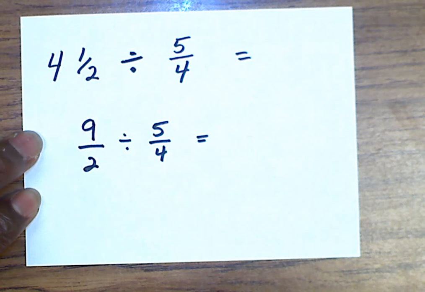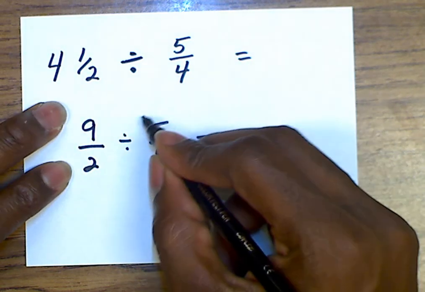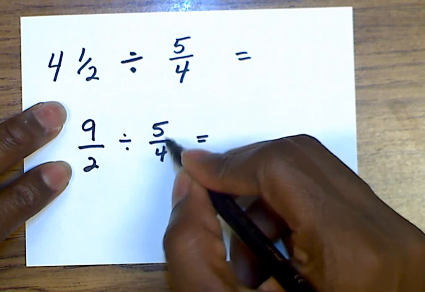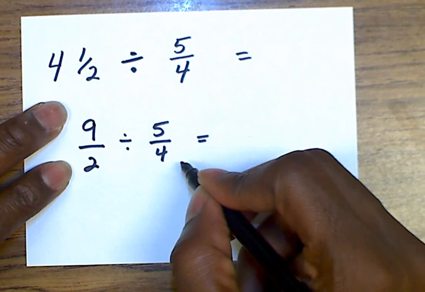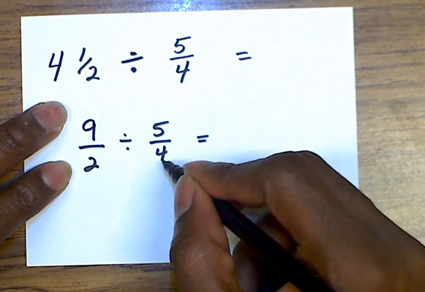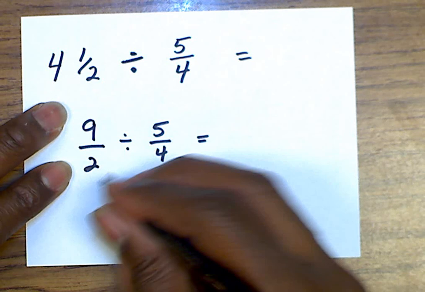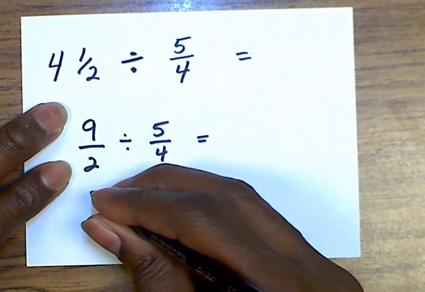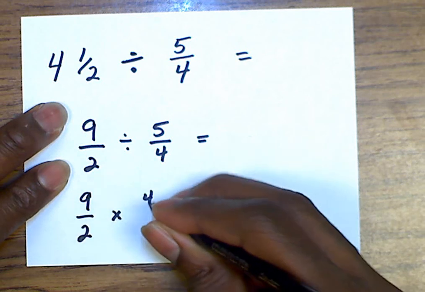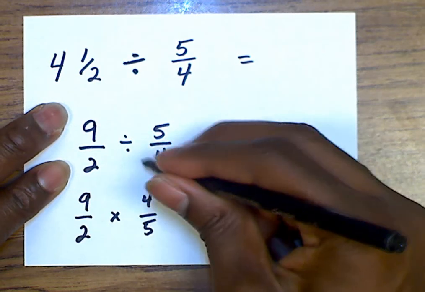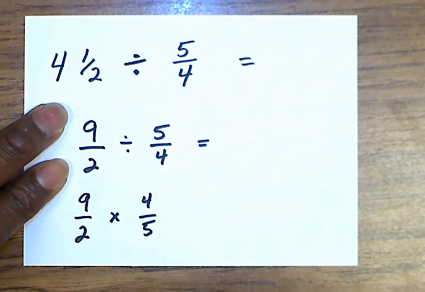With division, the way that we divide is we say division is multiplication of the reciprocal. Recall that a reciprocal is when the numerator and the denominator flip places. So 9 over 2 divided by 5 over 4, or 9 halves divided by 5 fourths, can be rewritten as a multiplication problem: 9 halves times 4 fifths. These are the same problems, but the multiplication is how we'll do the math.